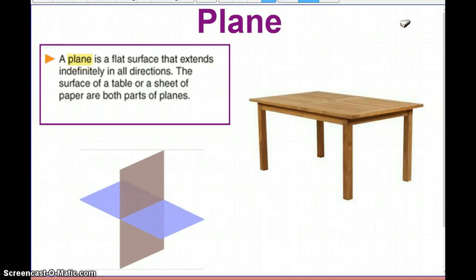And there are many things in our lives that are part of a plane. So for example, the flat top of a table would be part of a plane. A piece of paper is part of a plane. So here we see two different planes. All right, so when you think of 2D shapes, those are plane shapes.